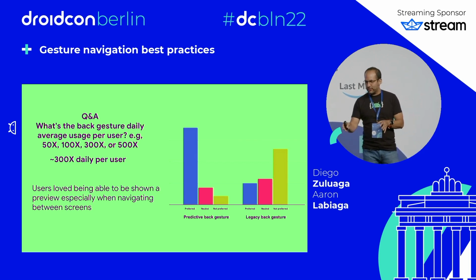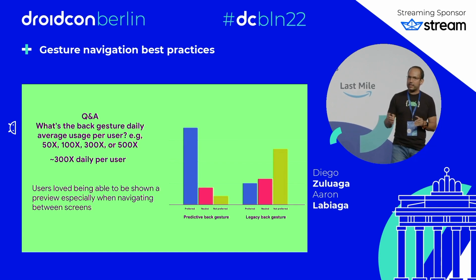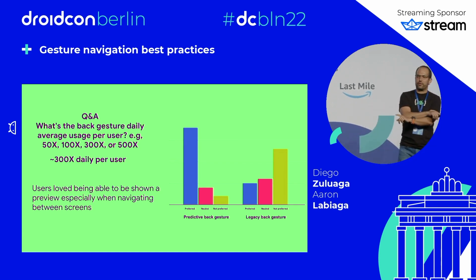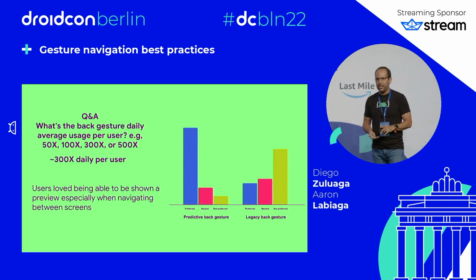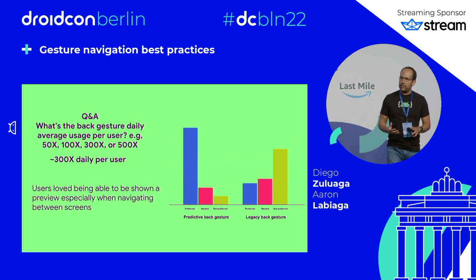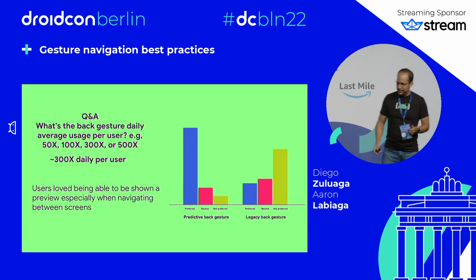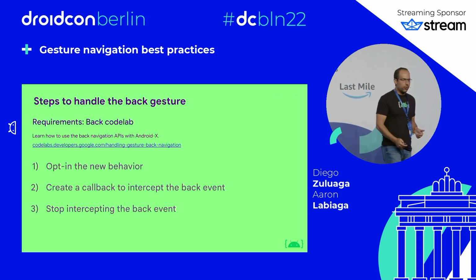As you can see on the left-hand side, with predictive back gesture, users now switch from the three-button navigation mode into the gesture navigation. So that's to give you the certainty that once you start enabling your app with predictive back gesture, your user will be happier. All right. So how do we make this happen?